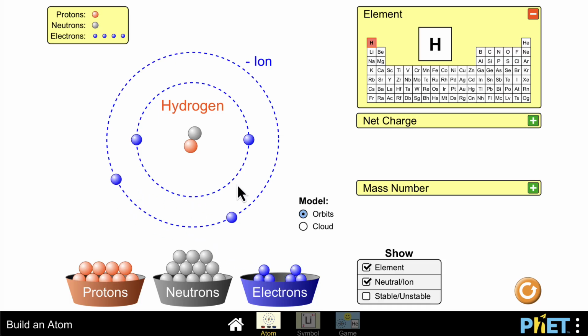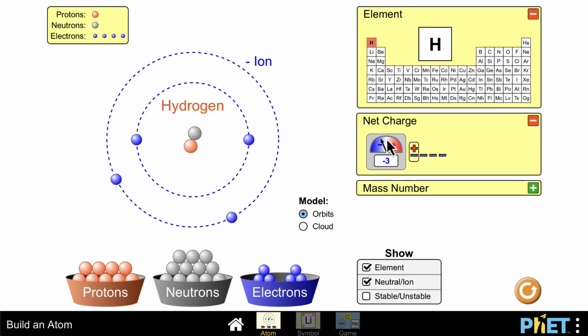But how can you tell how many more electrons you have than protons, or vice versa? This is where you can see the net charge. If the number is -3, that means it has 3 more electrons than protons. So +1 and -4 is -3. So this one is cancelled out with this one, but then you have 3 more electrons, that's why it's -3.